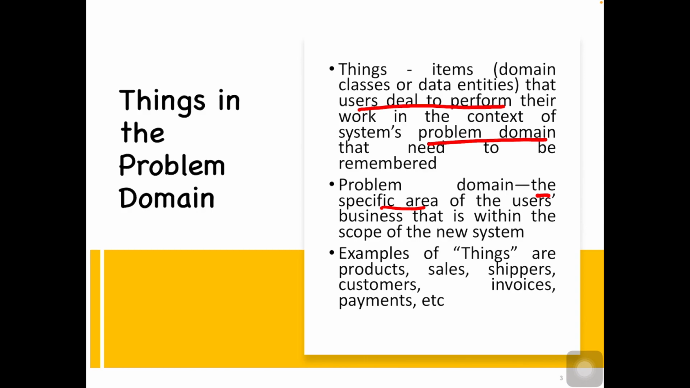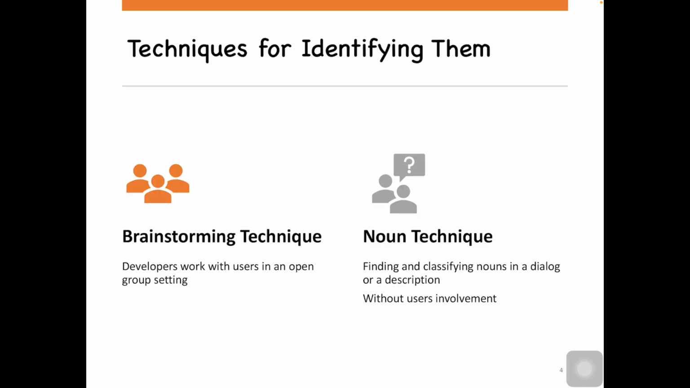What are the examples of things? For example, products, sales, shippers, customers, invoices, payment, students, staff, costs, and many more. So those are things in the problem domain. How to identify things in the problem domain? We have two techniques. The first one is the brainstorming technique, and the second one is the noun technique.